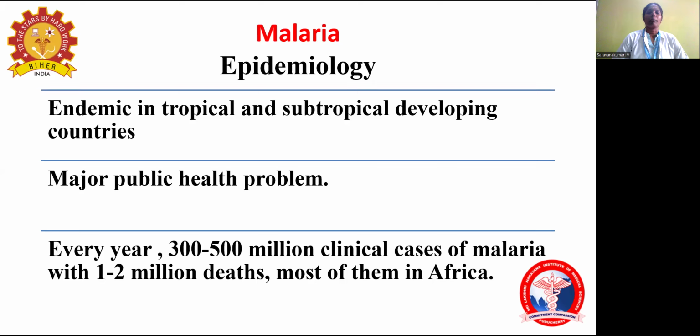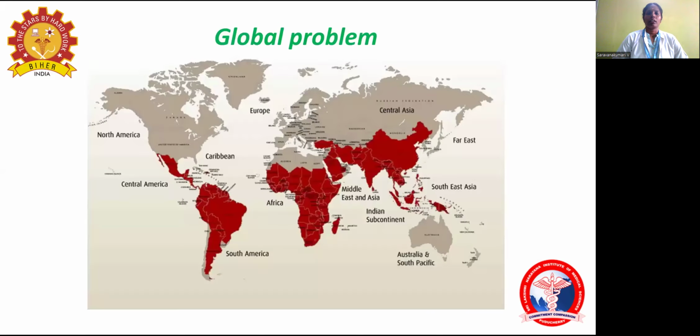Epidemiology. Malaria is endemic in tropical and subtropical developing countries. It is a major health problem. Every year, 300 to 500 million cases of malaria with 1 to 2 million deaths, most of them in Africa. Now, this is the world map. You can see the entire South America, Africa, and India, even the Asian parts are involved by malaria.